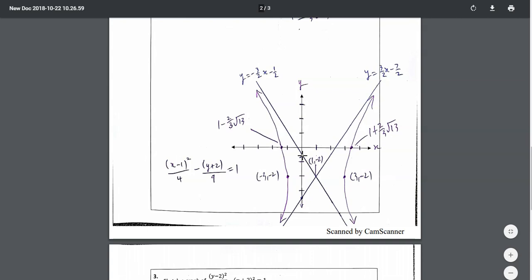We go down 3 units. 1, 2, 3, okay? And then I go 2 units to the right. 1, 2. All right. And I've got a dot. And I had a second dot here, my y-intercept, and then I connect them with a straight line and I have an asymptote. Then I follow the exact same process with the other equation and I'll get my two asymptotes.